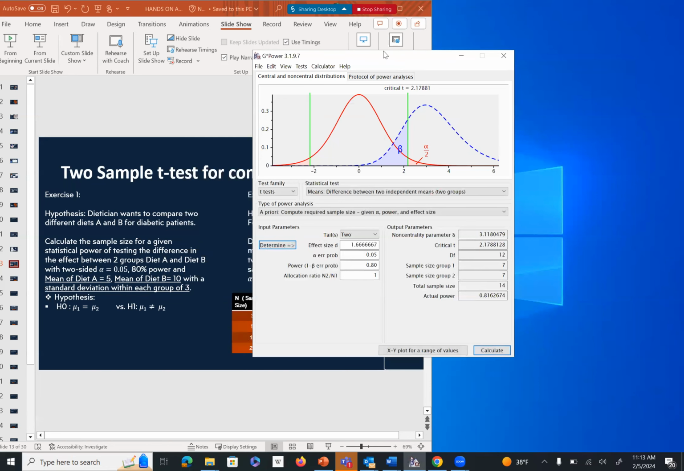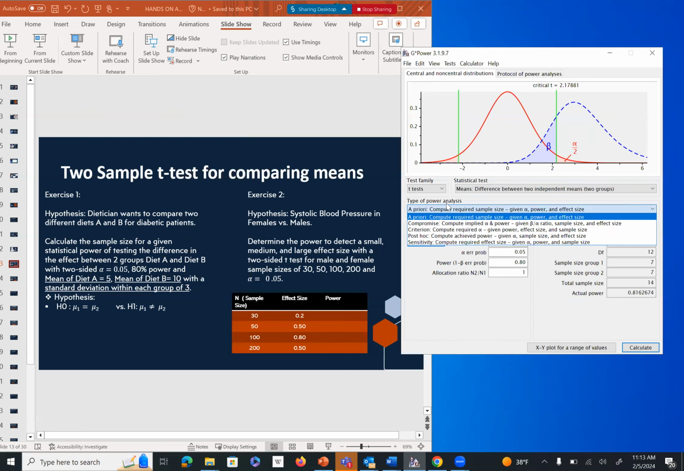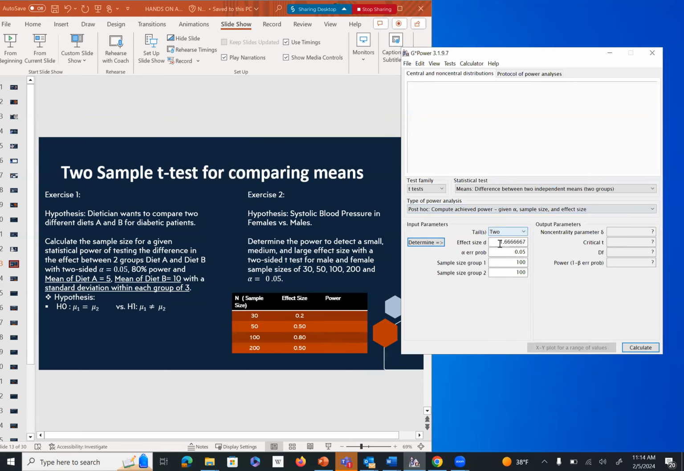All right, the next exercise is we're looking to compare the systolic blood pressures in females and males, and we want to determine the power to detect a small, medium, and large effect size. So now we're looking to compute power. The type of power analysis we will be running is post hoc, because we are calculating power given that we already have information on the sample size and the effect size.